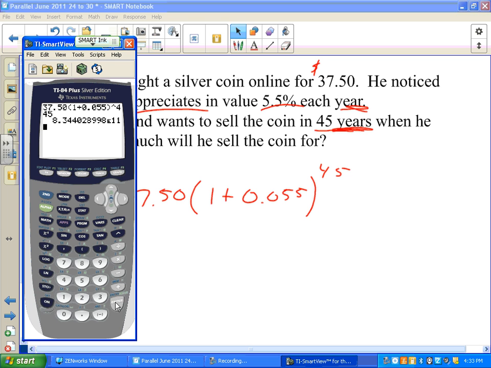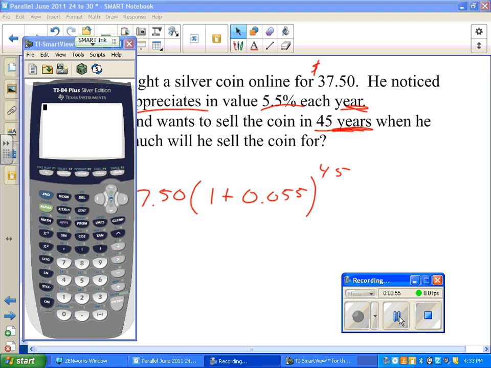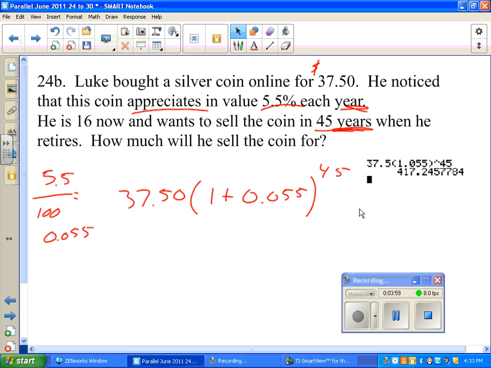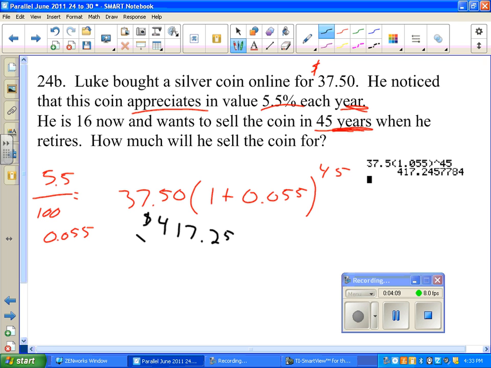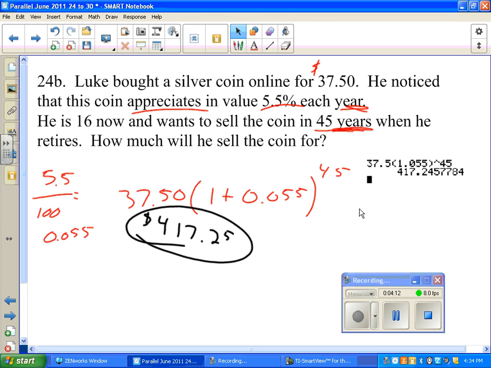Oh, I used 445 years. No wonder that was way off. Let's try again. Clear it. That just showed you a very good lesson: if the money is way off, you should be able to know approximately what the answer is. This one is $417.25. I was able to look at the calculator and see that on the previous one, that was 445, not 45.